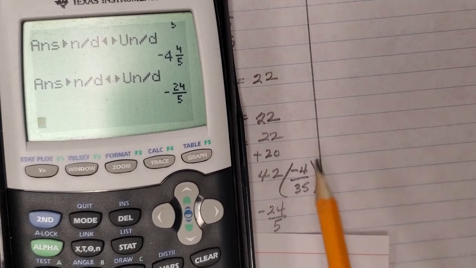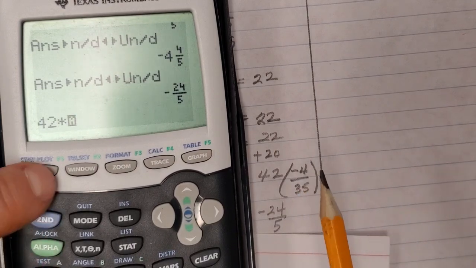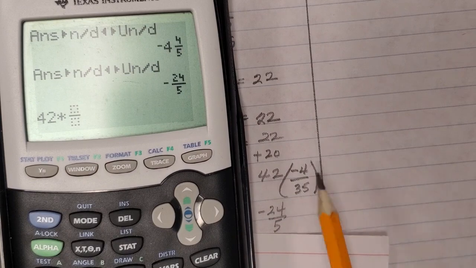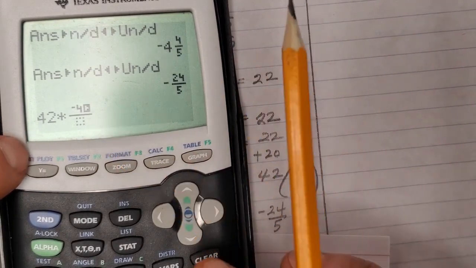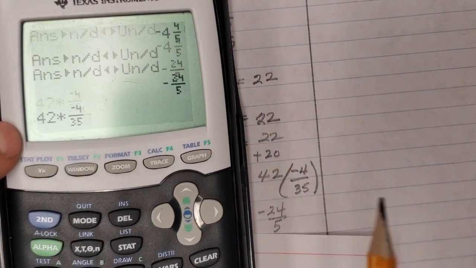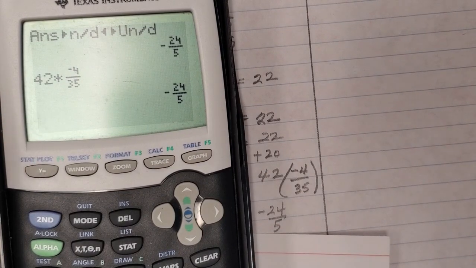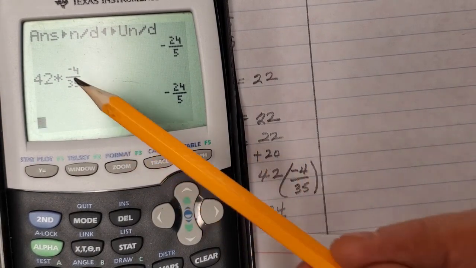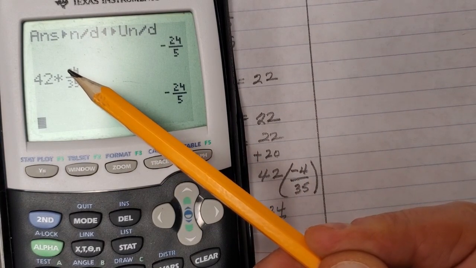Okay, so let's put 42. Let's do it again. 42 times alpha F1, enter. Put negative 4. And then you got to arrow down to the denominator, 35. And then hit enter, and you get this. I got an error. You got an error? Yeah. Okay, did you use a negative sign at the bottom? At the bottom, not a minus.